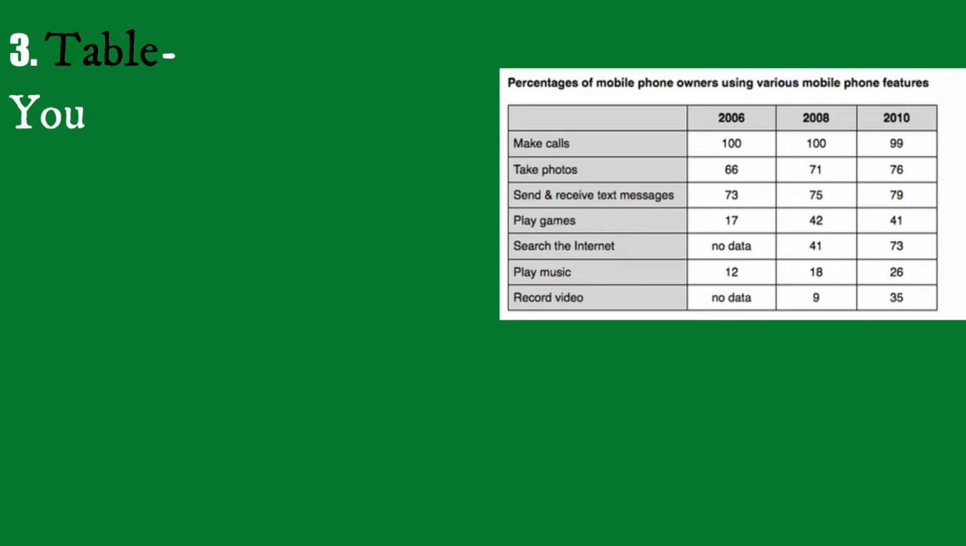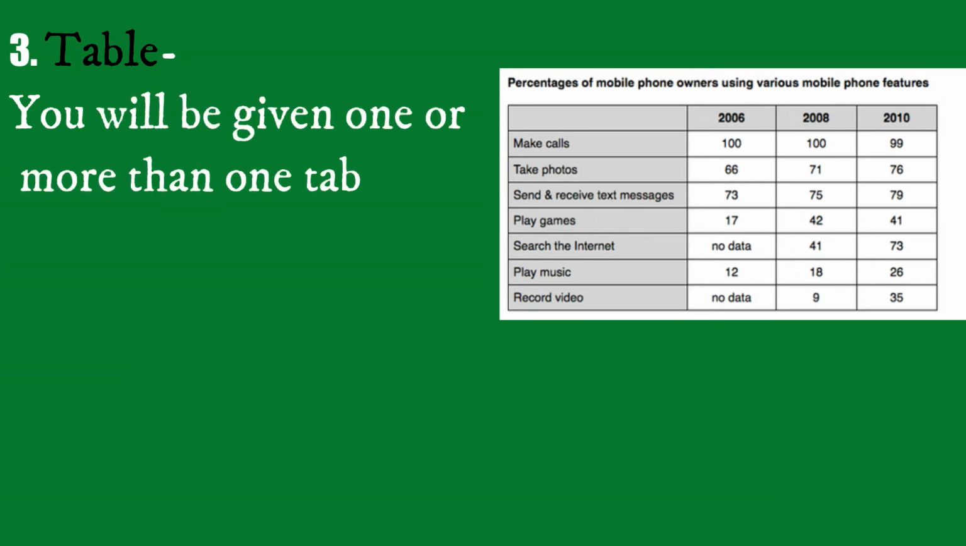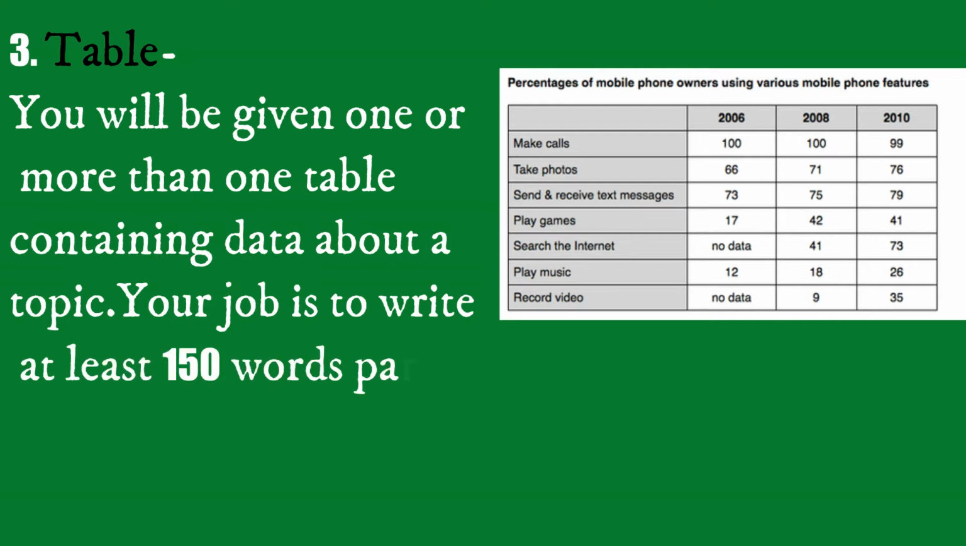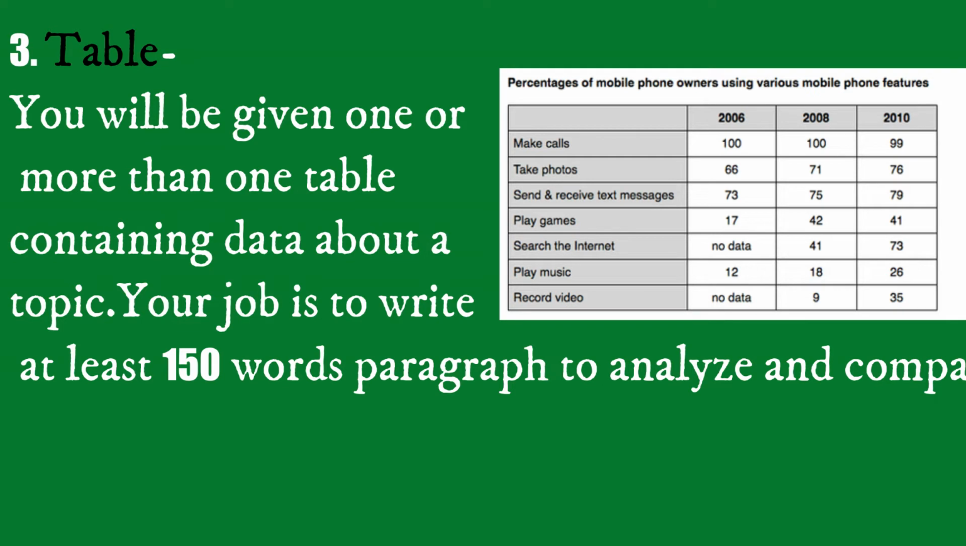Now, the next type is the table. In a table question, you will be given one or more than one table containing data about a topic. Your job is to write at least 150 words to analyze and compare the statistics given in the tables or describe trends and changes over time.